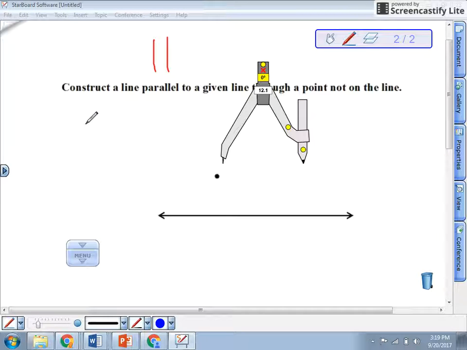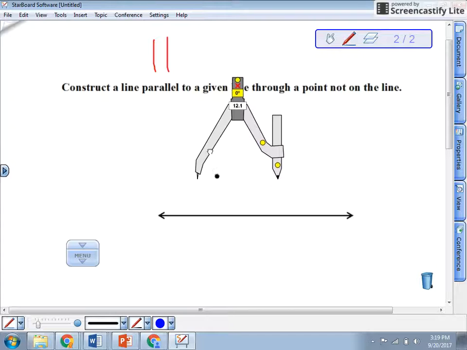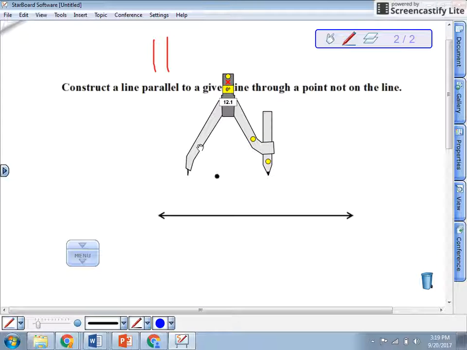All right, and the first thing we're going to do is create two points on this line. Doesn't matter where, but we're just going to make two points. So I'll do that in red here. I'm going to make a point here, and I'll make a point here. Because every line has two points, we create two points.